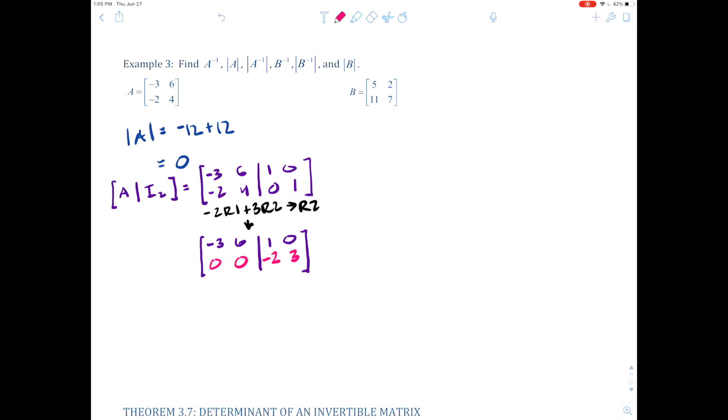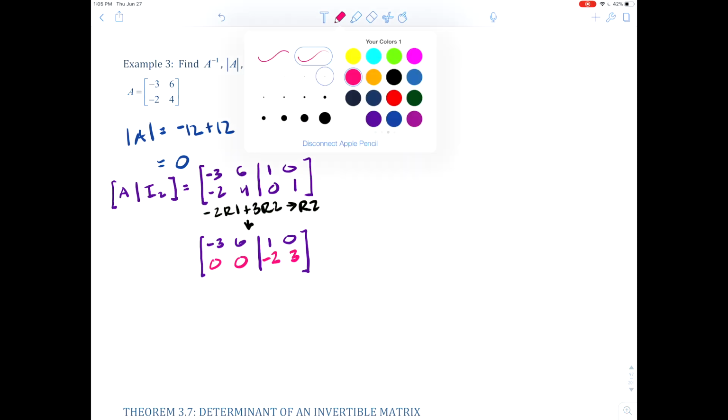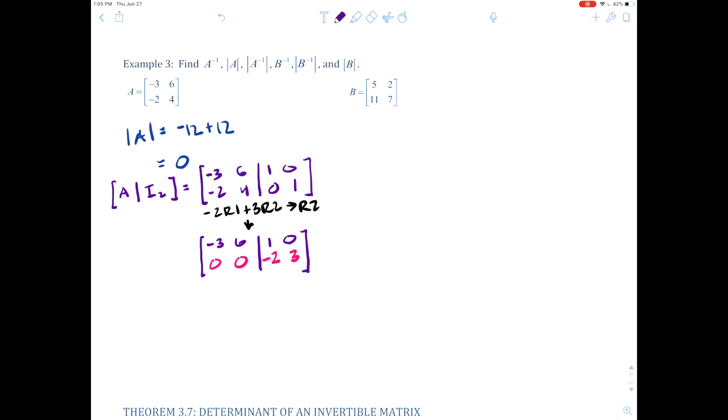I mean, there's no way we're going to be able to get the identity matrix on the left side, correct? It's impossible. So that's okay. What does that mean for us? It means that A inverse does not exist. And what does that tell us about A? What was that term? So A is singular.